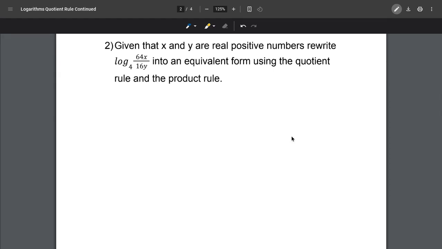Given that x and y are real positive numbers, rewrite log base 4 of 64x over 16y into an equivalent form using the quotient rule and the product rule. Okay, so let's start with the quotient rule first. So we're going to rewrite this as log base 4 of 64x minus log base 4 of 16y.